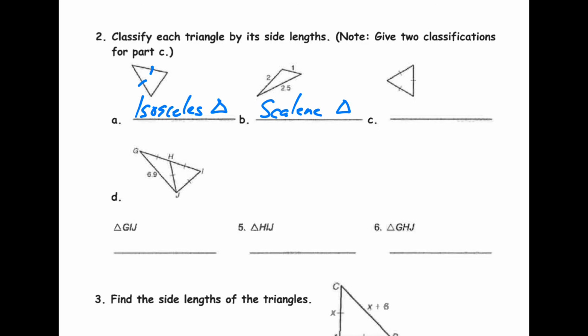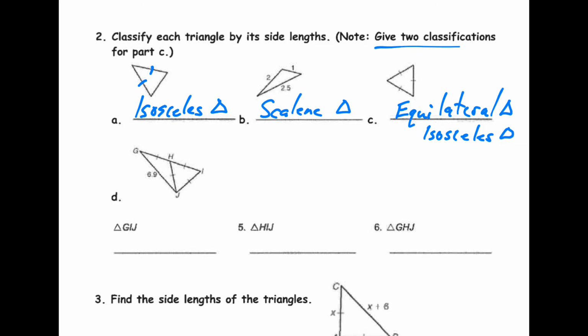And part C, we're going to say is equilateral, is our best name for it. But it is technically also an isosceles because we have at least two sides congruent. And once again, as long as you answer equilateral there, you're going to be good, unless the directions say give two names for it. All right, part D, our three-part part D.